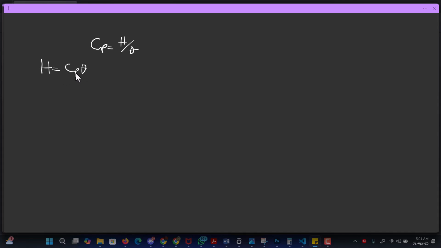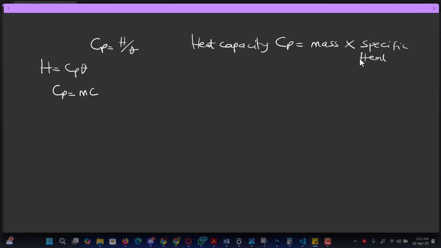Now, this heat capacity alone, Cp, is equal to mc. That is mass times specific heat capacity. So your heat capacity, which is known as your Cp, equals the mass of the body, or mass of the substance, times the specific heat capacity of the substance. So that's the formula. Remember that your mass is your m, and your specific heat capacity is your small c.